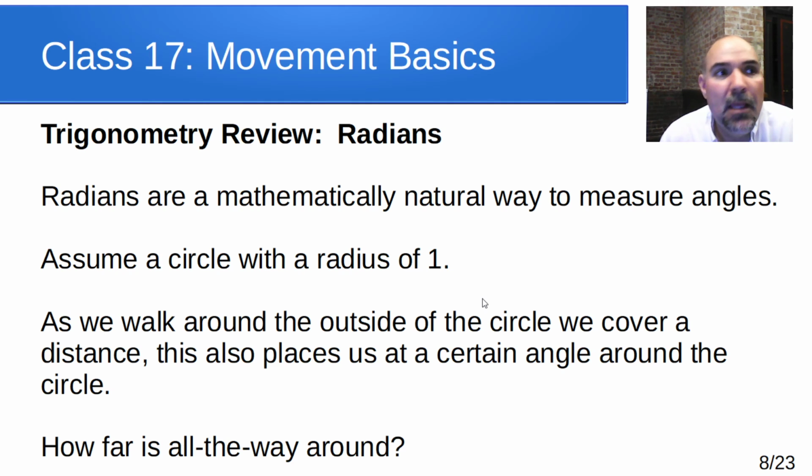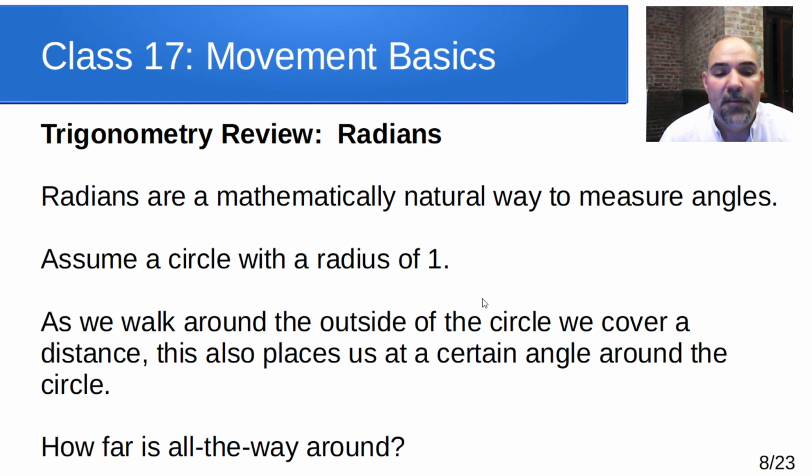And here's why. If we assume that we have a circle that has a radius of 1, so let's say this is the radius, and we're going to rotate that radius of 1 around, or walk around the outside of that circle, then we're going to cover a distance as we walk around the outside of the circle. And depending on how far we've walked, that's going to put us at a certain angle around the circle.